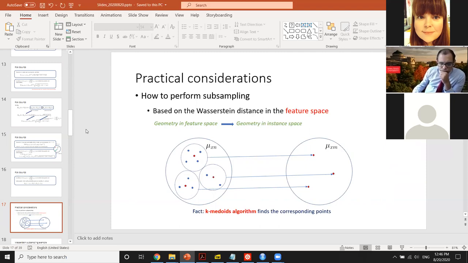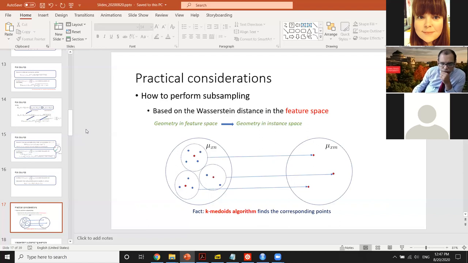If we look carefully at the definition of the Wasserstein distance expressed in the optimal transport way, which I did not present here, we can see that it is exactly the same as the K-medoid objective. Okay, yeah, thanks. That's my question.